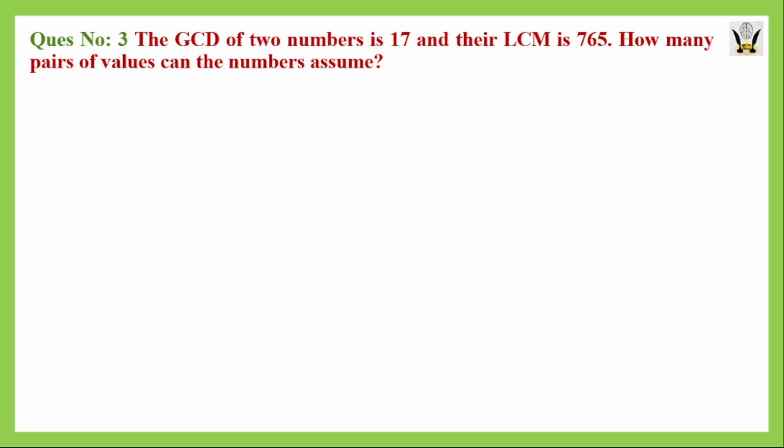Now the next one says the GCD, greatest common divisor of two numbers, is 17 and their LCM is 765. How many pairs of values can the numbers assume? So how many pairs of values? The given information are LCM 765 and GCD is 17.